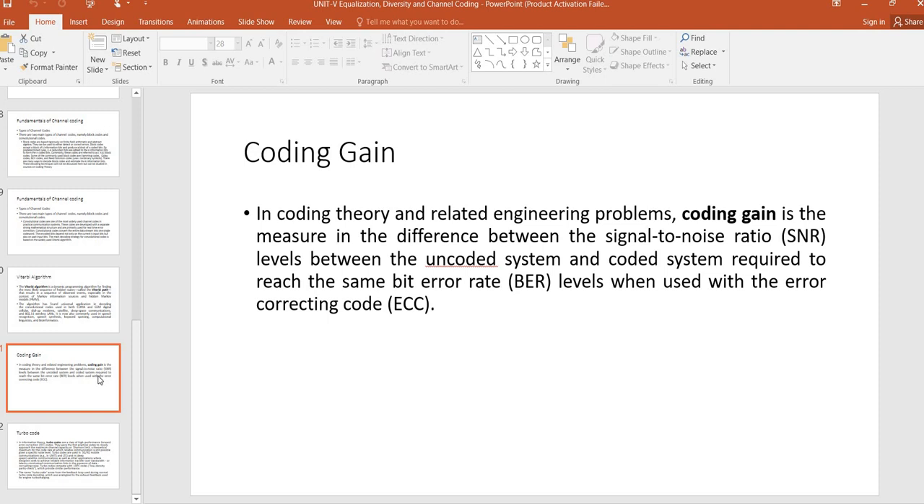Let's go to the next point: coding gain. What is coding gain? In coding theory and related engineering problems, coding gain is the measure of the difference between the signal to noise ratio, SNR. How much noise is available in the original signal is called the SNR, the signal to noise ratio. In each and every communication, we have to expect different types of noise.